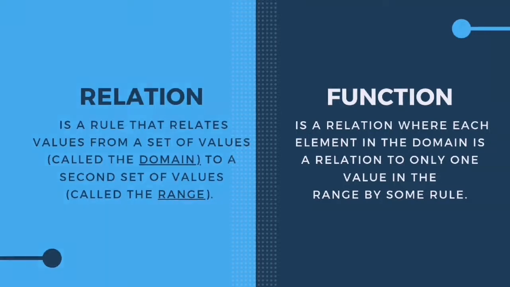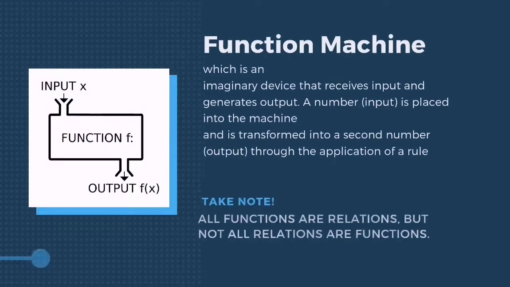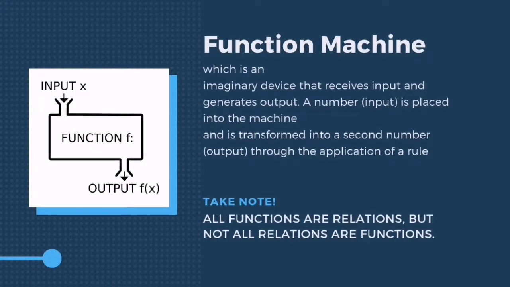by some rule. And remember, function or relation, there will always be a function machine, which is an imaginary device that receives input and generates output. A number, which is called the input, is placed into the machine and is transformed into a second number, which is now called the output through the application of a certain rule.